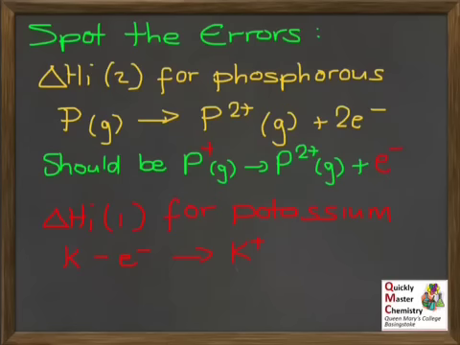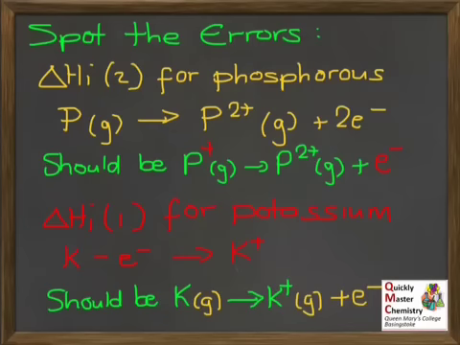Well, hopefully for the phosphorus you recognise that if it's the second ionisation enthalpy, we should be starting with P+ and going to P2+ with a loss of just one electron. For the potassium, we've got a couple of problems here. It didn't include the state symbols, so you need K(g) and K+(g), and also the electron lost shouldn't be subtracted on the left. Conventionally we write it as being present on the right as +e-.